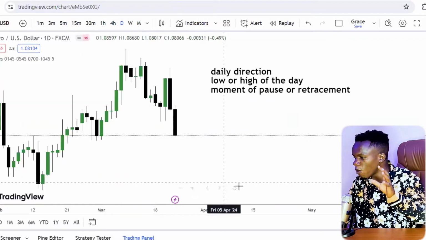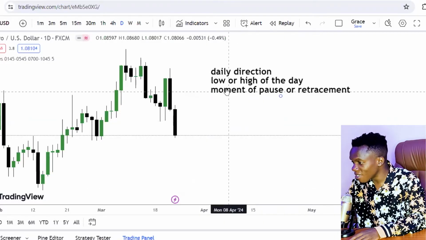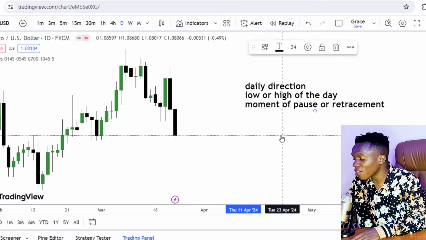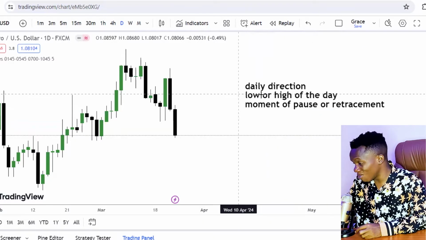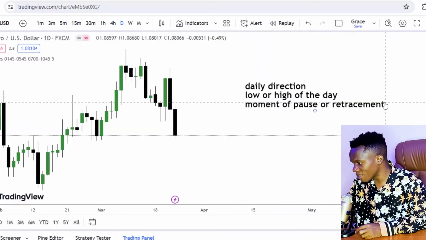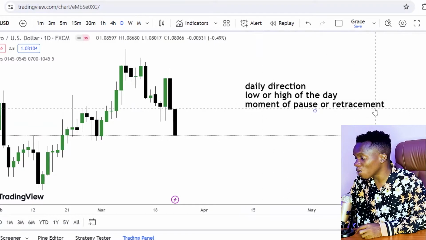All right, so from what I explained during the introduction part of the video, these are the 3 basic things you need to stack your account. Now the most important thing is the daily direction, then the low or high of the day, and then the moment of retracement. They are in order of importance. This moment of retracement is very important, because this is when you know when not to engage your trade.